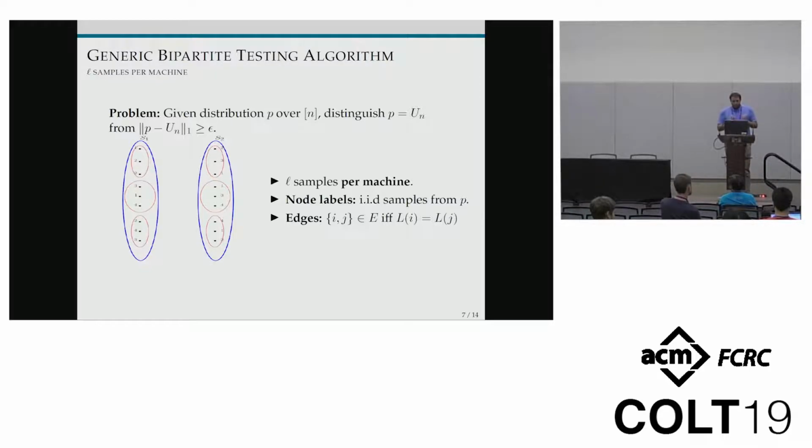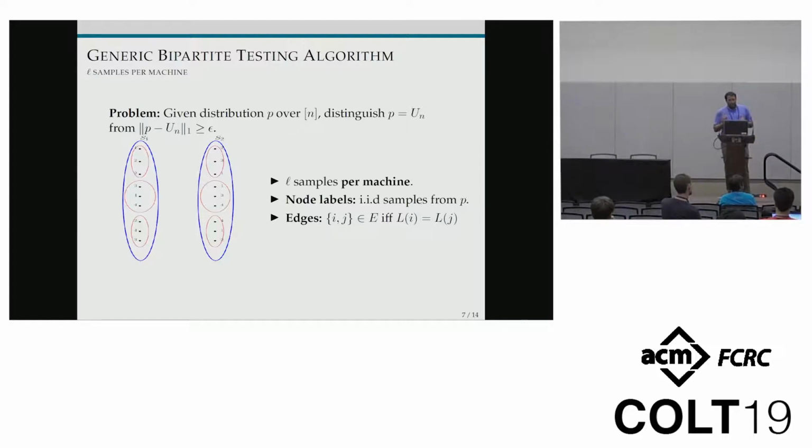To remind you, there's a classical algorithm for these tasks that does the following. You draw a bunch of samples, usually root n over epsilon squared, as I said, is required, and you count the number of pairwise collisions between the samples and compare this to a threshold. If it's too many, you say that it cannot be uniform. If it's below the threshold, you say it's uniform. Okay? So I would like to tweak this algorithm a little bit.